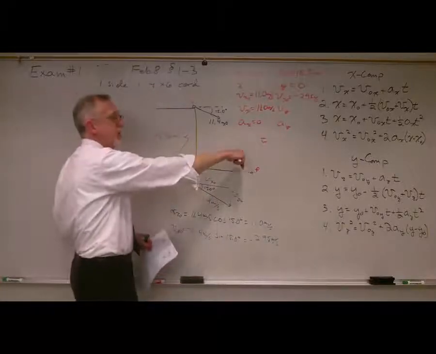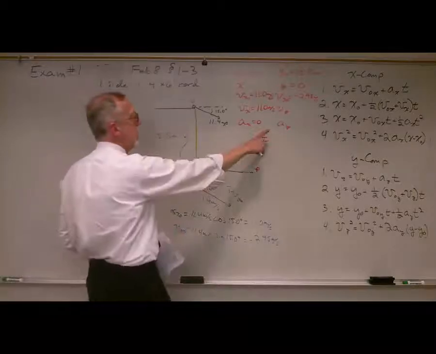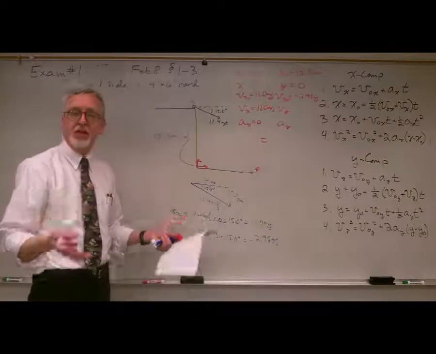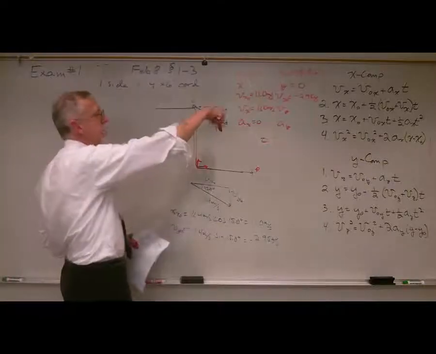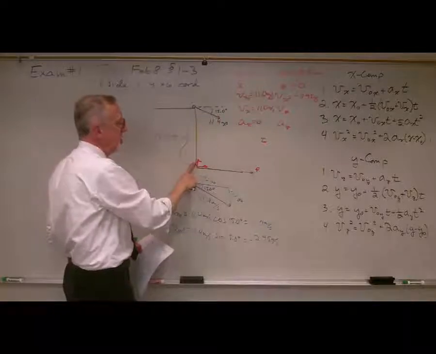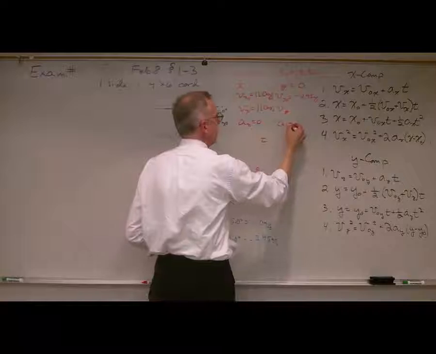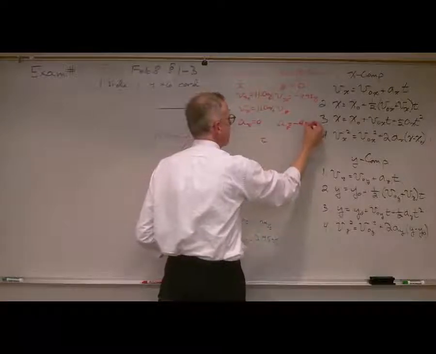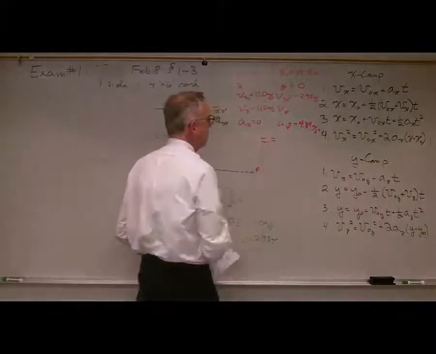Vy, we don't know what the final vertical component of the velocity is. Ay, again, what is the acceleration for this motion? It's the acceleration due to gravity. That's going to be 9.80 meters per second squared downward. We defined upward as positive, so that will be negative. So Ay will be negative 9.80 meters per second squared. And t, we don't know that.